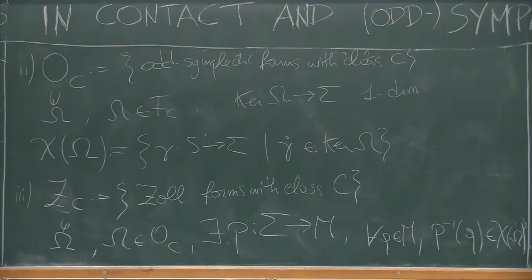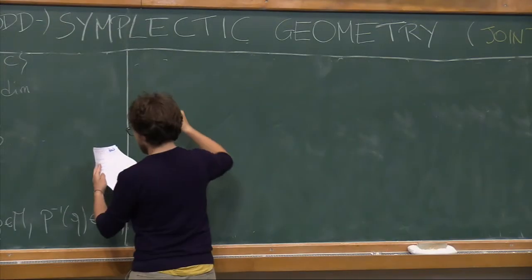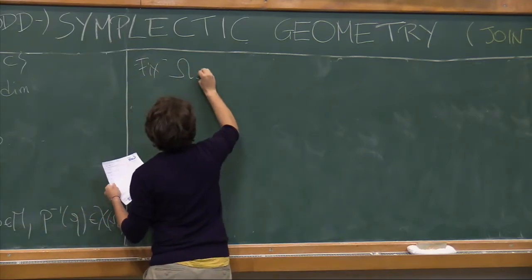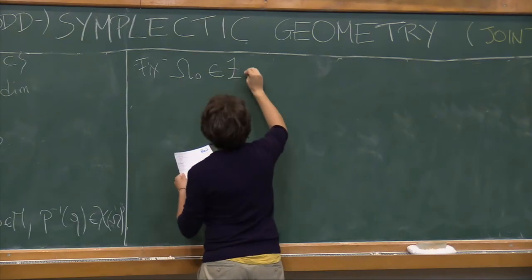Okay, so now let's fix some Zoll form. Let's derive some conclusion. Yeah, the contact is equal to 0, exactly. Okay, so now I fix omega naught. This is a Zoll contact form.